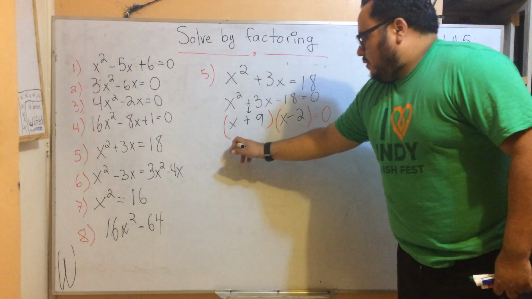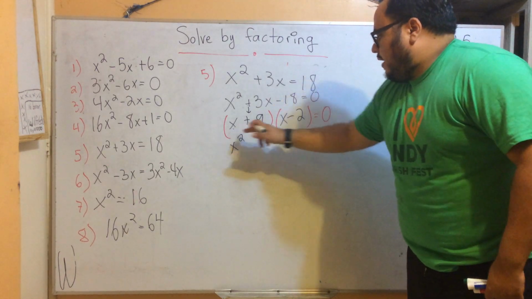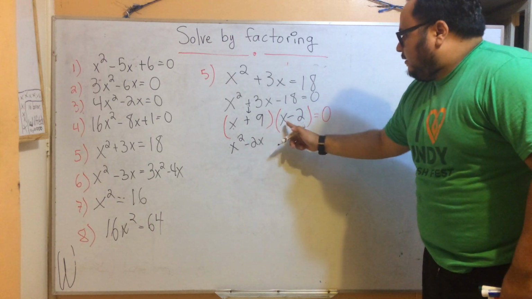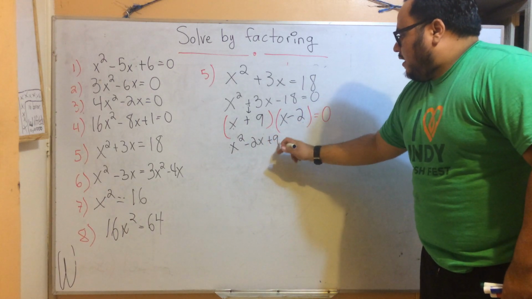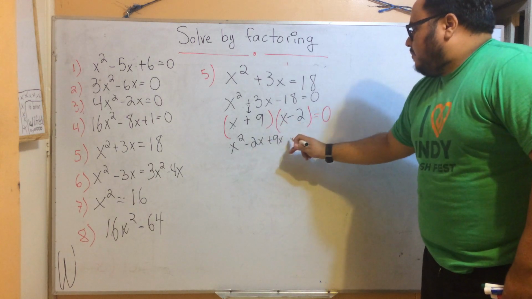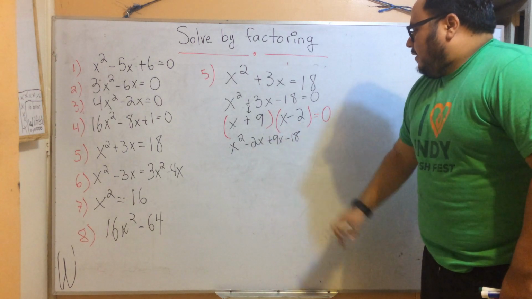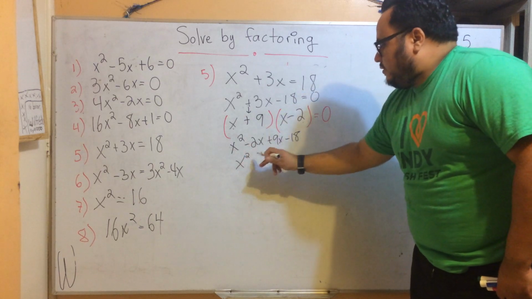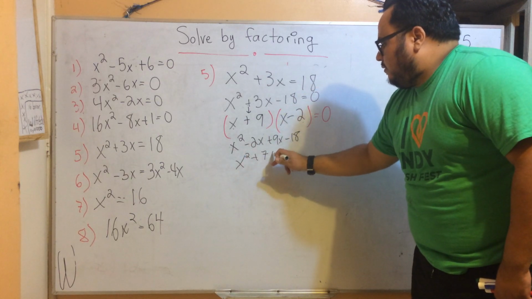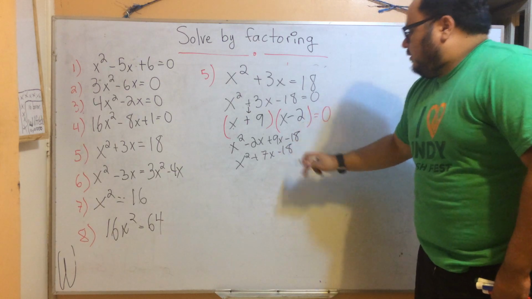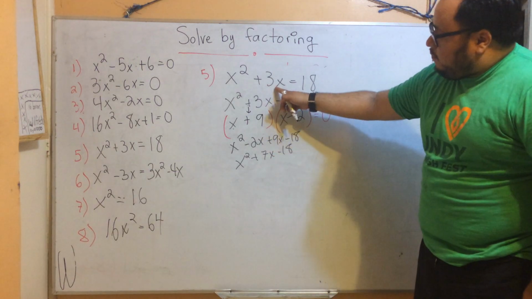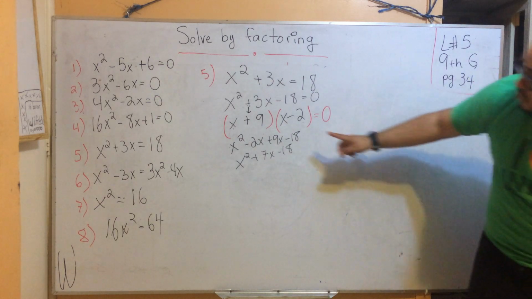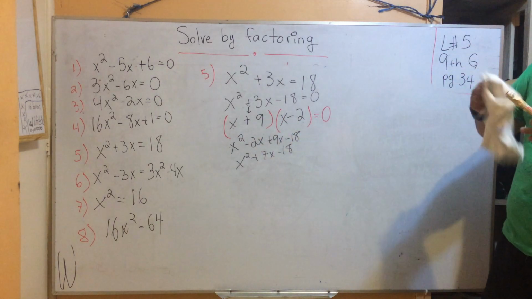Let's try. X squared, x times minus 2, minus 2x. 9 times x, plus 9x. And 9 times minus 2, minus 18. So we have x squared minus 2x plus 9x, which is plus 7x, minus 18. Did it give me the middle number? No, because the middle number is a 3.